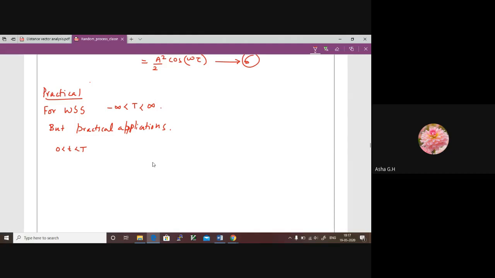Now instead of calling it X of t, when there is a time limit on the random process, it is called X_T of t. When we say white and stationary, generally we consider from minus infinity to plus infinity. But when we apply this condition of 0 to T, we call it X_T of t with time limits. This is equal to X of t where t is between 0 to T, and it is 0 otherwise.